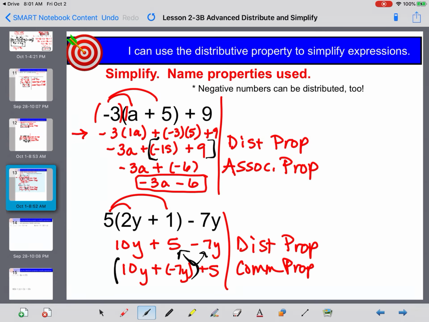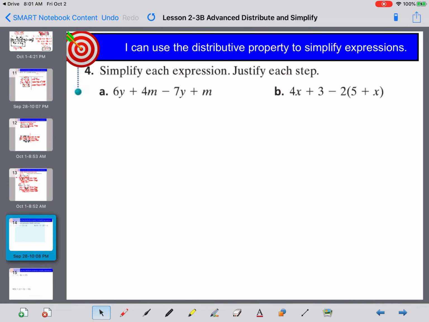Then I'm going to use the associative property to group these. I get 3y plus 5. And that's my answer right here. Okay. Give these two a try.